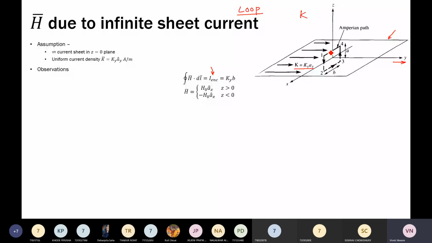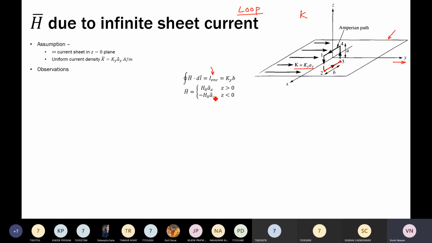Okay, what is our assumption? Why have we written H0 ax cap? Because if you observe the direction from the path 4 to 1, it is in the positive x direction. And for z less than 0, that is below the xy plane, we do have a direction from point 2 to 3, path 2 to 3, and here the direction is in minus ax cap, so therefore we have minus H0 ax cap for z less than 0.